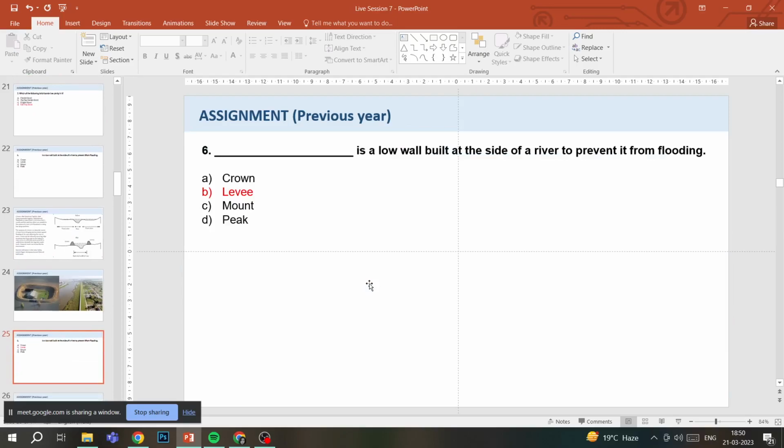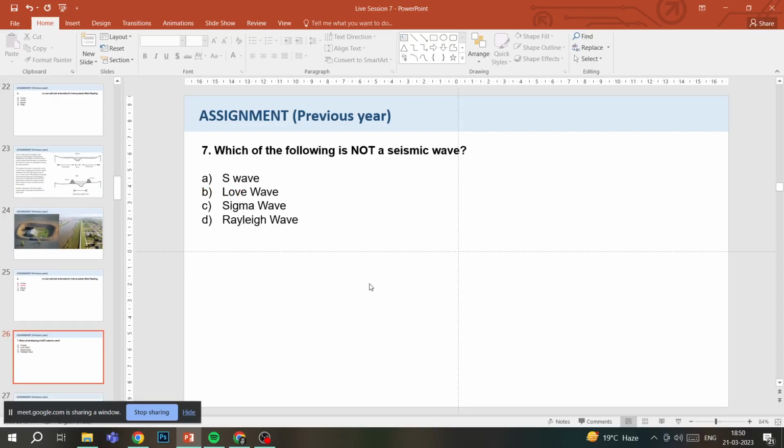So our answer is levee, and we have also understood what a levee is for future questions or future references.